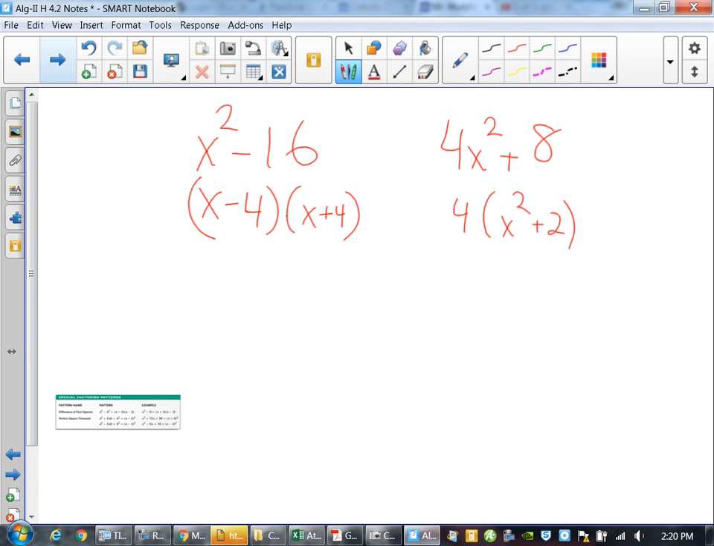What if it would be like 4x squared plus 3? 4x squared plus 3, then I say no, not factorable, and I go to the next problem. What's the pattern? There is a pattern.